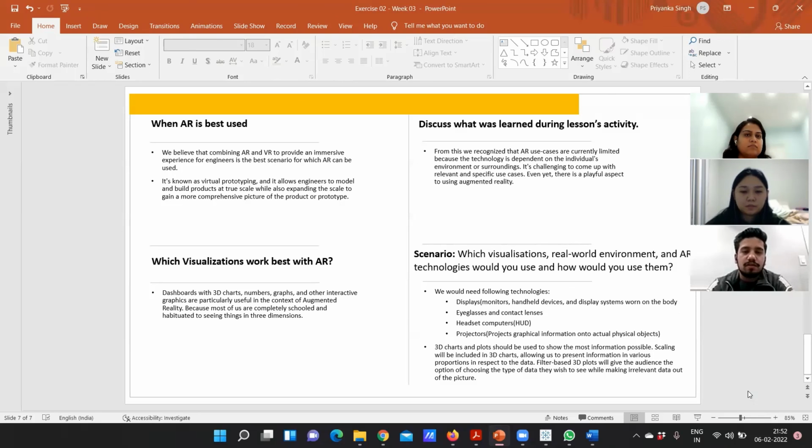And in this also, we believe that 3D charts and plots should be used as they will hold the most information possible. It would also allow the audience to have their own option of filtering the data, like which fields they would want to put first or which fields they want to take out of the presentation. So all in all, I believe AR has a lot of applications, even with its limitations.